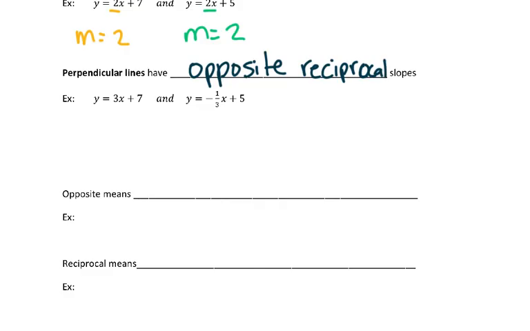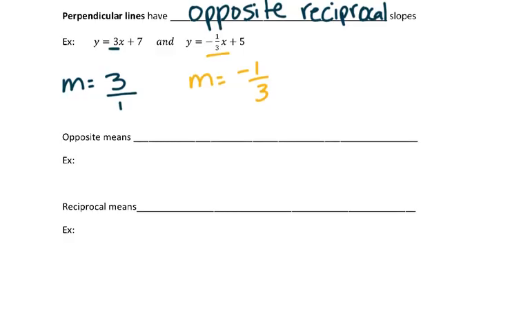But here's the thing. They're two different words. Opposite means one thing, reciprocal means another. So if I take a look here, the slope in this first equation is positive 3. And it's over 1, if we want to think about that, right? It's not a fraction, but we can turn it into a fraction. Our second slope is m equals negative 1/3. So these two slopes are called opposite reciprocals, but let's talk about what it means to be opposite and what it means to be reciprocal.